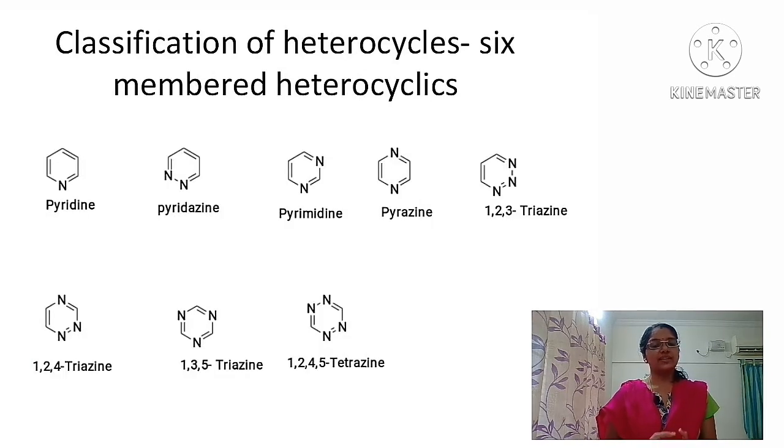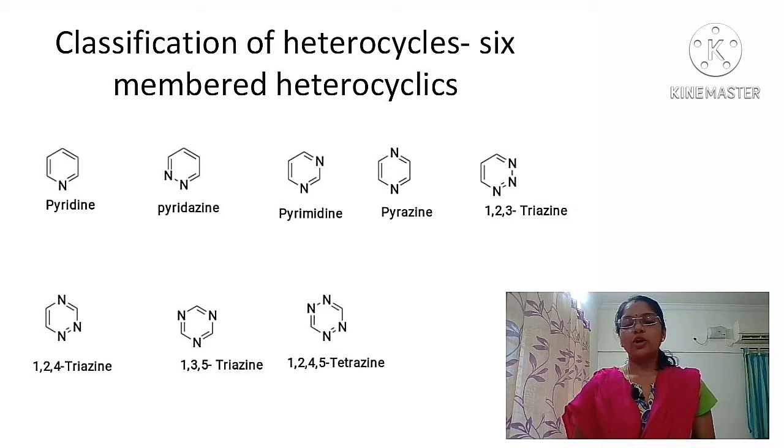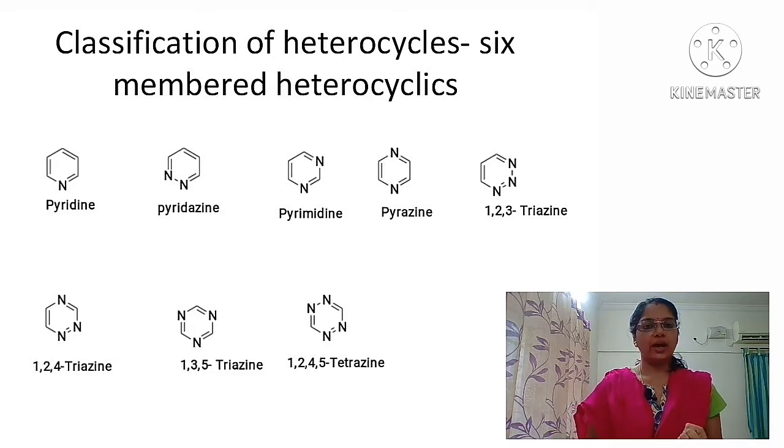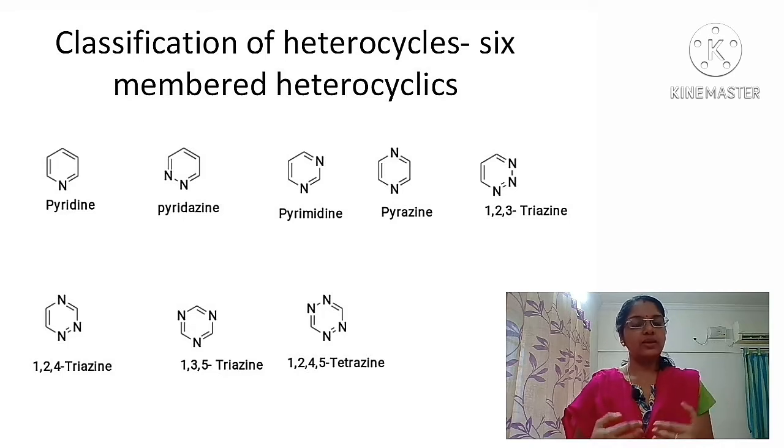Next we can move to the second classification of heterocycles, that is, 6-membered heterocycles. A 6-membered heterocycle is derived from benzene and is obtained by the replacement of one carbon atom of a benzene ring by a heteroatom. So let us move to one of the important examples of a 6-membered heterocycle, that is pyridine. Pyridine is a 6-membered heterocycle containing nitrogen as the heteroatom, and it is obtained by the replacement of one carbon atom of a benzene ring by a nitrogen atom.